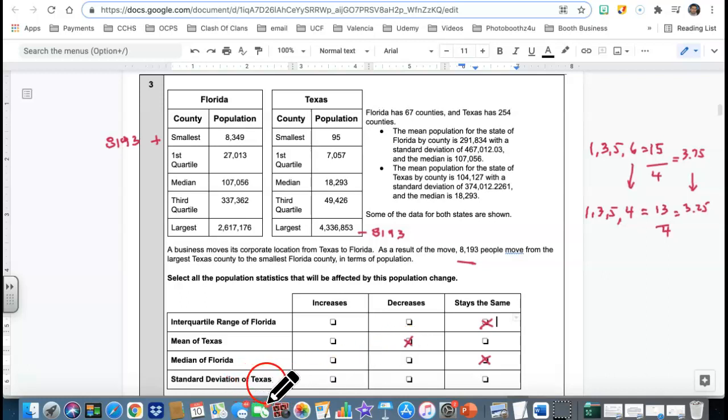Now, standard deviation. Now, just to do the standard deviation, I need to understand what the standard deviation is. So let me explain. Let me get the formula.